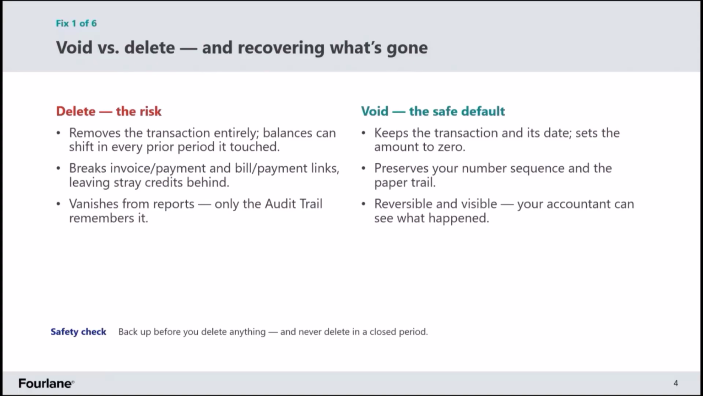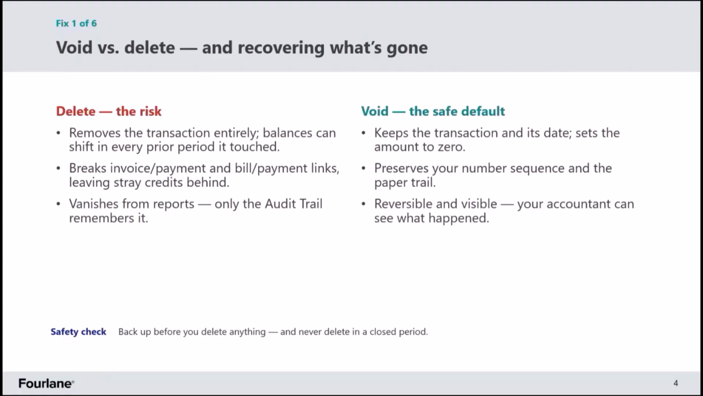For that reason, voiding is the safe default. A void is going to keep the transaction and its date, but it sets the amount to 0. So your check or your invoice number is going to stay in sequence. The paper trail is intact and it's completely visible to your accountant, so they can see exactly what happened and when. It's also reversible and transparent, which is everything when you want to correct something.